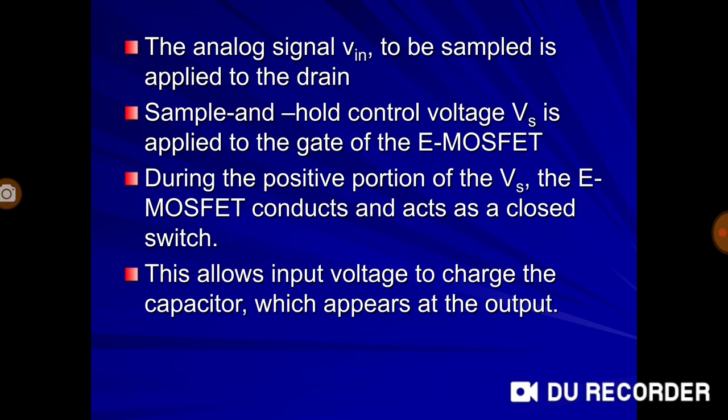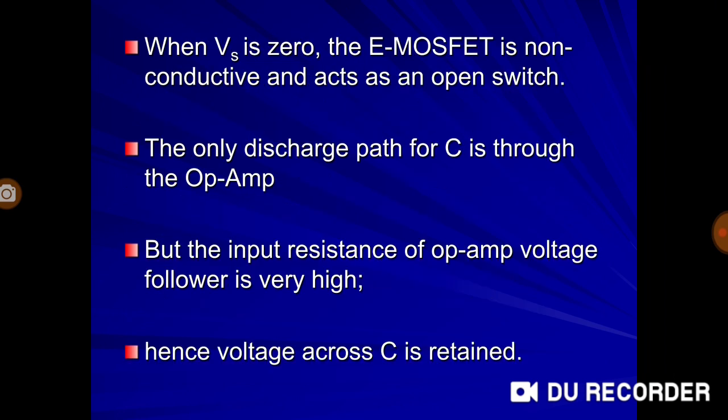In words we can write down again what we have discussed so far: during the positive portion of the Vs, E MOSFET conducts and acts as a closed switch. This allows the input voltage to charge the capacitor, which appears at the output, and when Vs is 0, the E MOSFET is non-conductive and acts as an open switch. The only discharge path for C is through the op amp, but the input resistance of the op amp voltage follower is very high, so the voltage across C is retained. So we were talking about the sample and hold circuit, which samples an input and holds until the next sample is taken. So this is what exactly is happening.